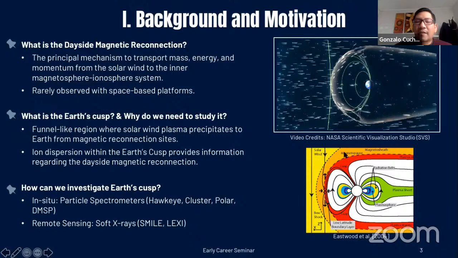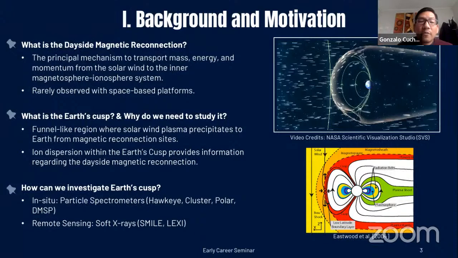In this plot, the magnetic reconnection site is happening here in this X. This is typical for a southward IMF. And then the trapped ions can enter from the IMF to the internal part of the inner magnetosphere. So why do we need to study the Earth cusp? It's because the ion dispersion within this region is connected or can provide information regarding the day-side magnetic reconnection, and that's what I'm going to explain in my next slide.